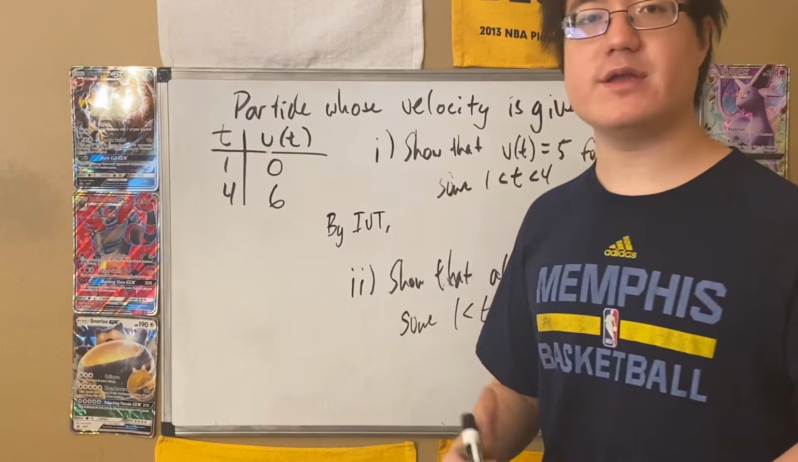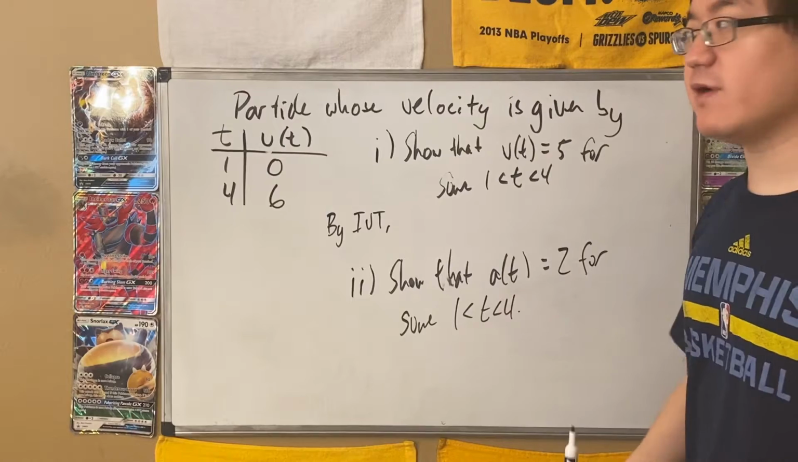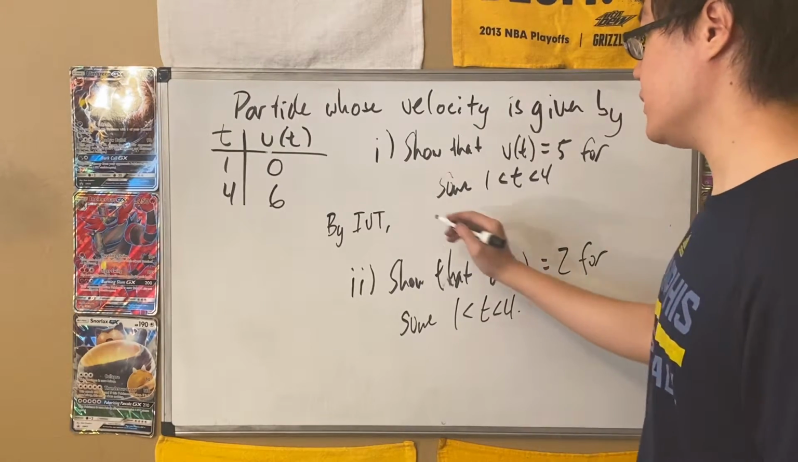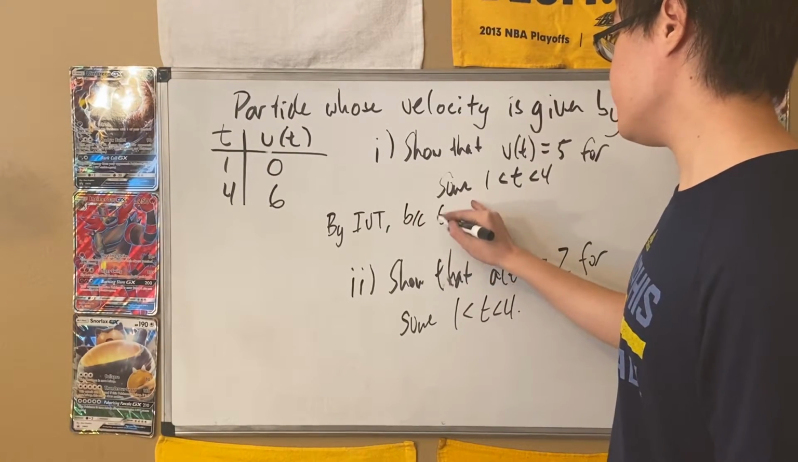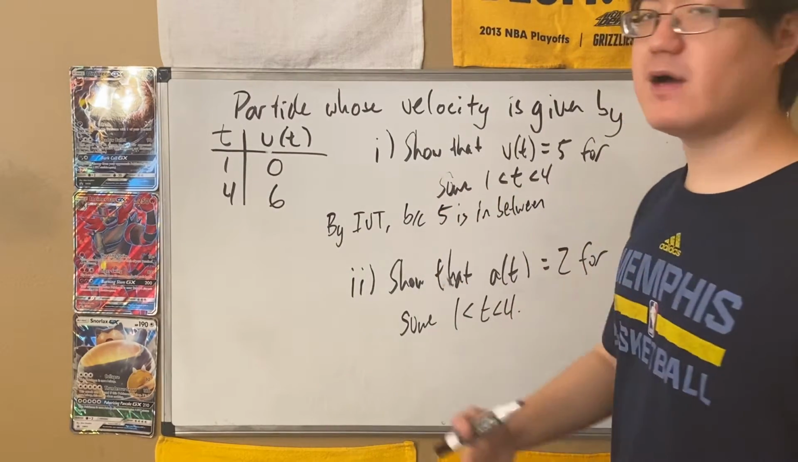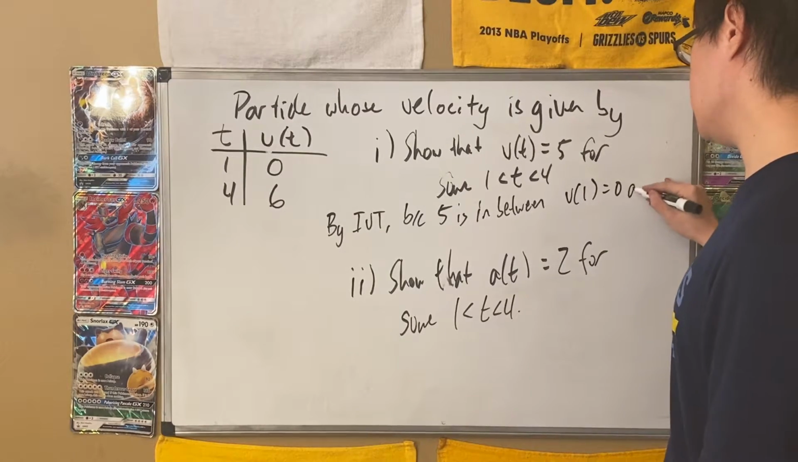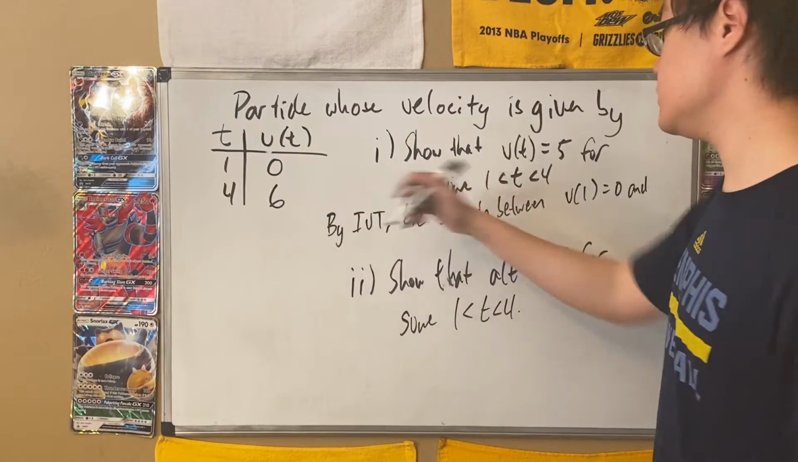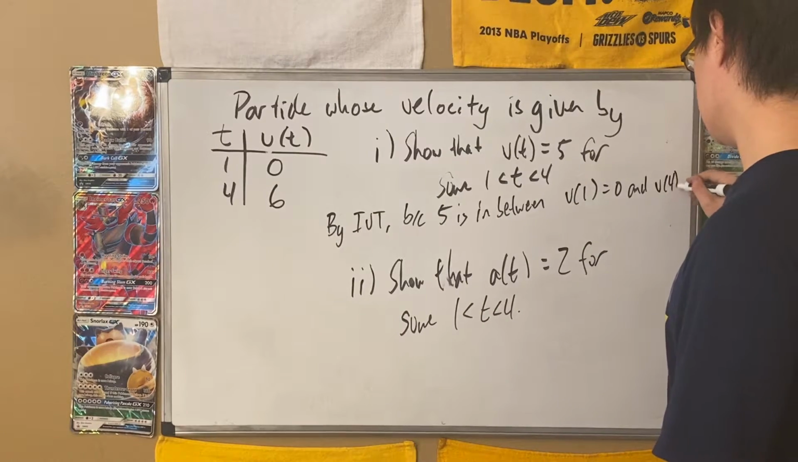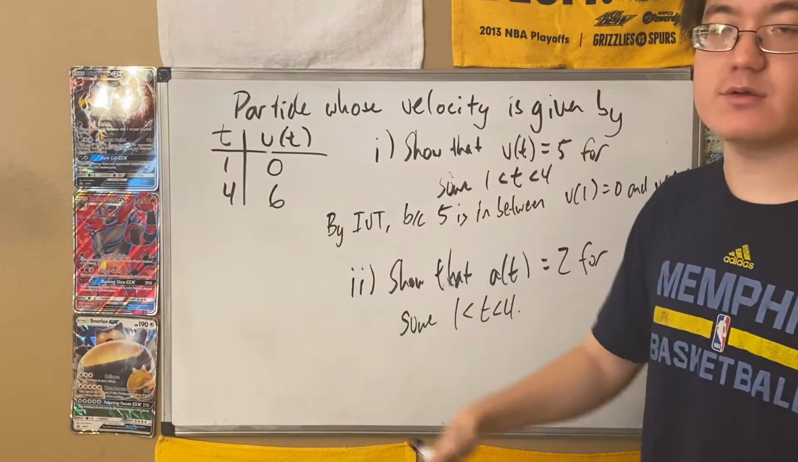Remember that the work of IVT is very, very small. All we're going to say is that 5 is in between the y values that we want. So it's going to be because 5 is in between the y values of this function. I like to write v of 1, which is equal to 0, and v of 4, which is equal to 6. So keep in mind, I'm saying that 5 is in between these two y values.